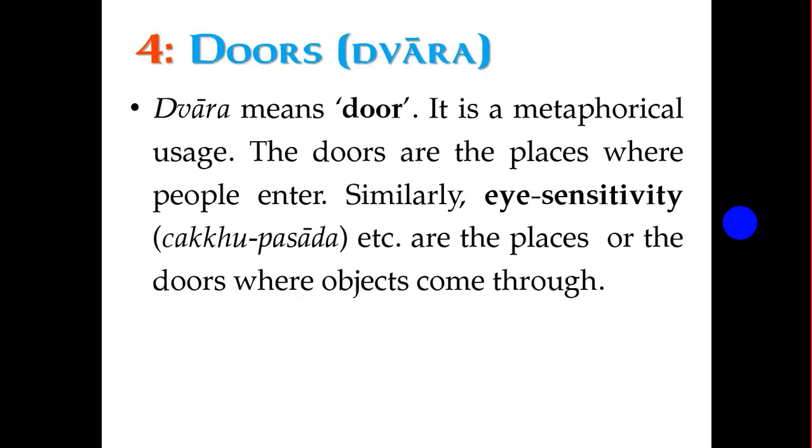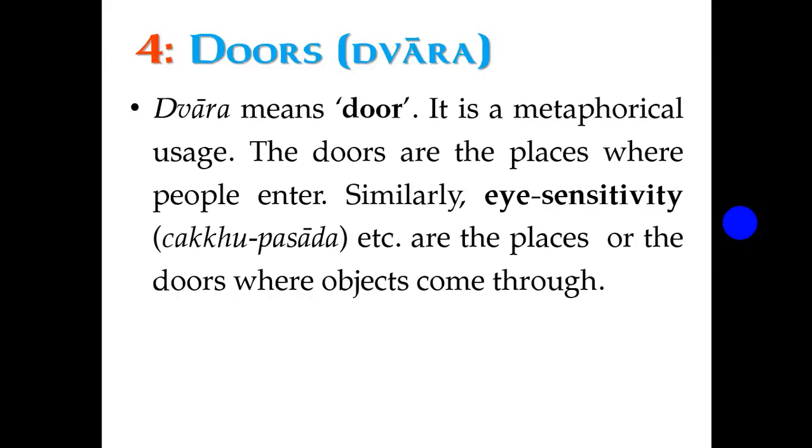We call it retina, right? Retina in our eye. You cannot see that retina with your naked eye. Later you will know it. But of course in the Pali Canon, the Buddha just used chakku. Chakku means eye, right? Actually, according to Abhidhamma, it doesn't mean this eye. Only the eye sensitivity inside, or retina. Eye sensitivity, or chakku pasada, etc. are the places or the doors where objects come through or enter, right?